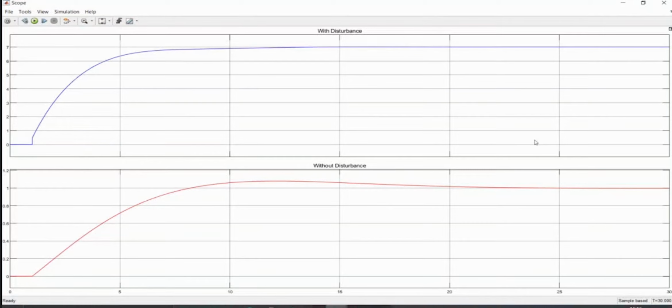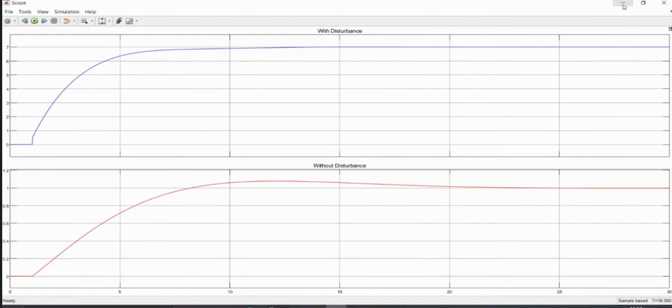I didn't get any overshoot with disturbance, ma'am. As you can see, there is no overshoot over here. It never increased above the value of 7. Maybe it does, but very little, so you can't see it. Yes, there will be some changes, but you can't see them. I have run it till 30 seconds, so this will be the same. I'm seeing where it is settling.